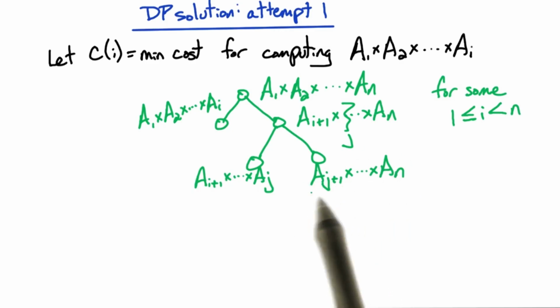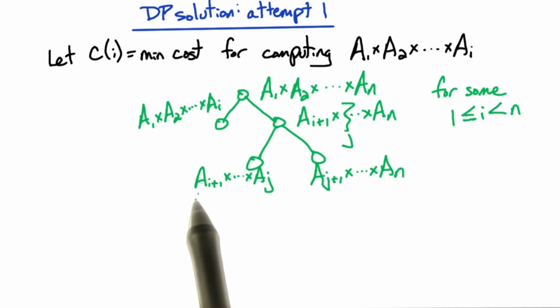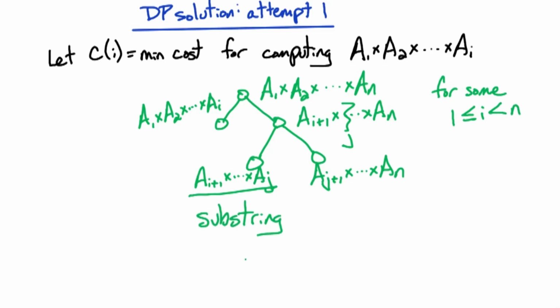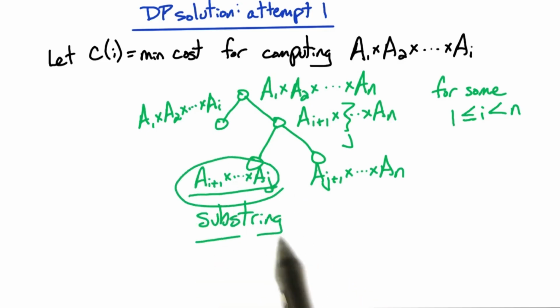Well, this subtree is a suffix. That's good. But what is this subtree? This is not a prefix or suffix. This is a substring. That's the key thing, is that all the intermediate computations are going to correspond to substrings. There's going to be some index i and some index j, and we're going to look at the product from i to j. And this is going to suffice to consider substrings.